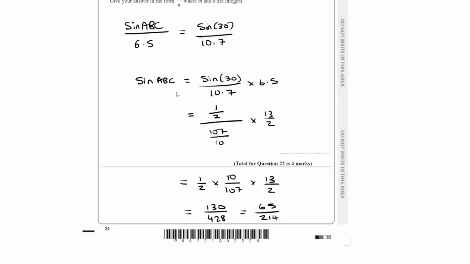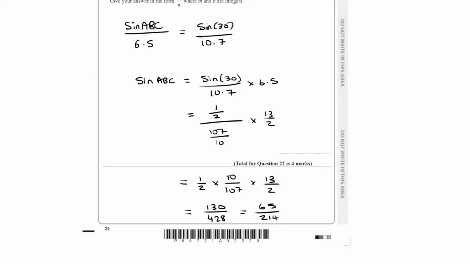Obviously they're not going to ask for what the actual angle is because you can't do sine inverse in your head. And this is such a random decimal that you wouldn't know the value. So that's why they've just asked for what is sine ABC, but it's 65 over 214 or 130 over 428.